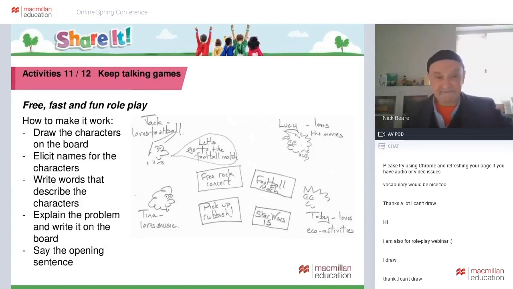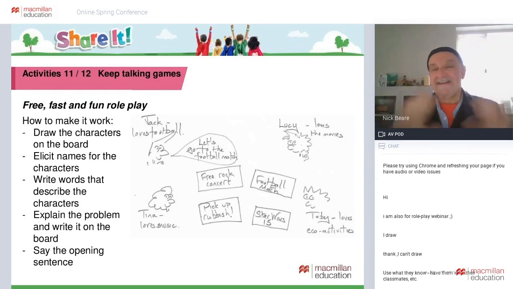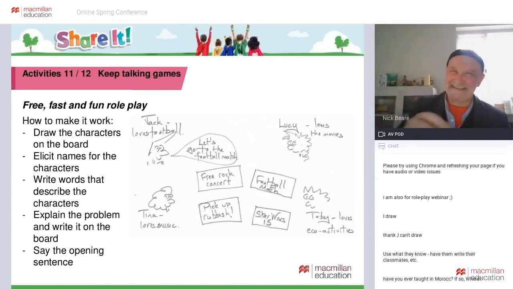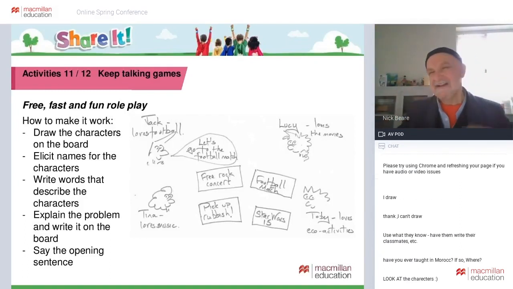Right. So basically, going through these stages, we'll go through them very quickly because we are running a bit late, but how to make free, fast, and fun role plays, how to make them work. Draw the characters on the board. So we start off, first of all, with just those little faces. As you can see, I am not a great artist, but it doesn't matter. It's just funny little faces for the characters that you're going to be representing.